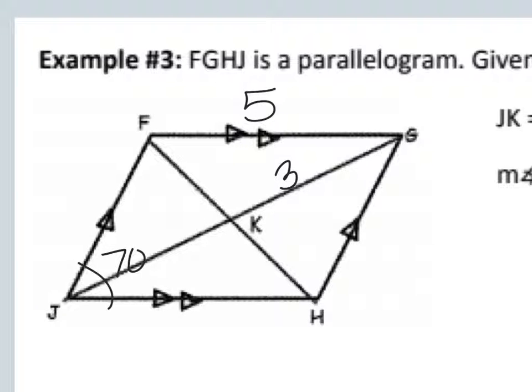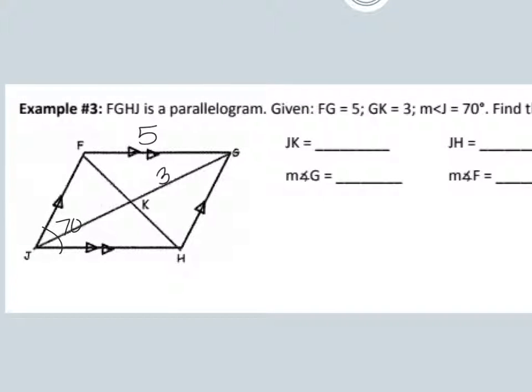All right, ladies and gentlemen, this is example 3. It tells me that FG is 5, GK is 3, and the measure of angle J is 70. And then it says find the indicated measures. It says to find JK. JK is going to be congruent to what? GK, or KJ, yes. So JK is going to equal 3.